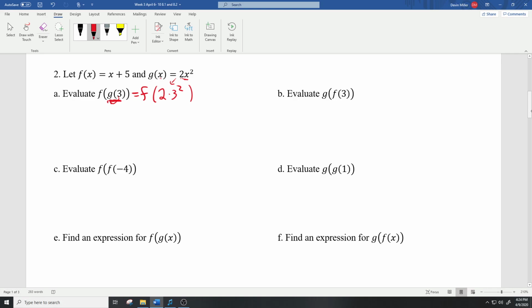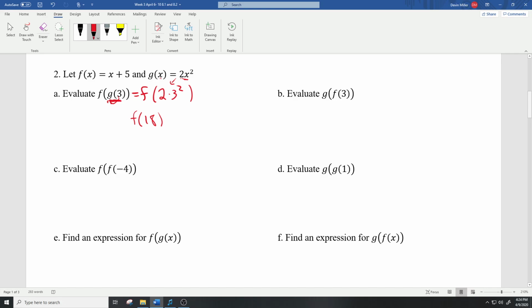So we're going to evaluate the inside here. This is going to be f of, well, the way you evaluate this is you have to do exponents first. So it is 3 squared. So 3 squared is 9, and then 9 times 2, 18. So that's just evaluating the inside to get g of 3 to get 18.